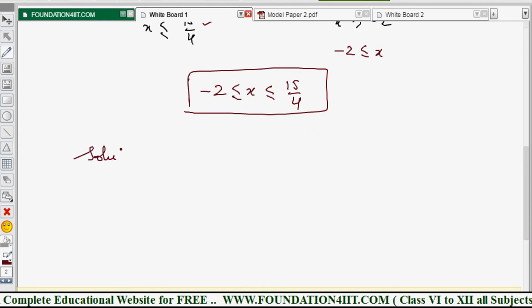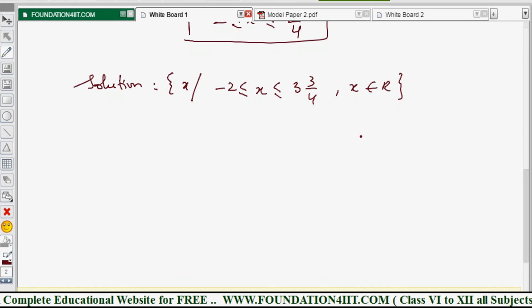Therefore, the solution is x such that minus 2 is less than or equal to x, less than or equal to 15 by 4, which is 3 3 by 4 in mixed fraction. x belongs to real numbers. Convert into the mixed fraction, then we can put it on the number line.